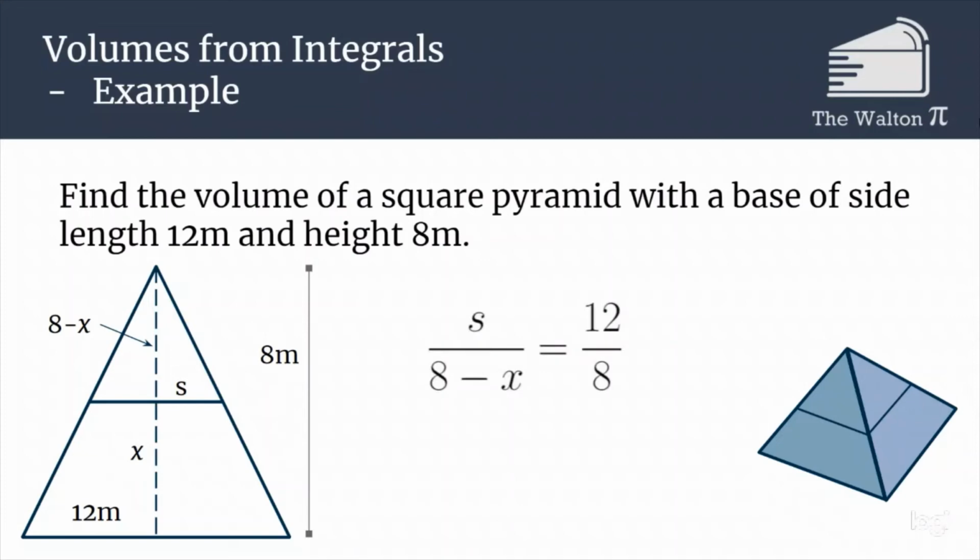So similar triangles say that base over height is the same no matter what triangle we're looking at. The base of our top triangle is s, and the height is 8 minus x, so s over 8 minus x is equal to the base of the big triangle over the height of the big triangle. So s over 8 minus x is equal to 12 over 8. If we solve for s, that means s is going to be 3 halves times 8 minus x. So we have found our side length.